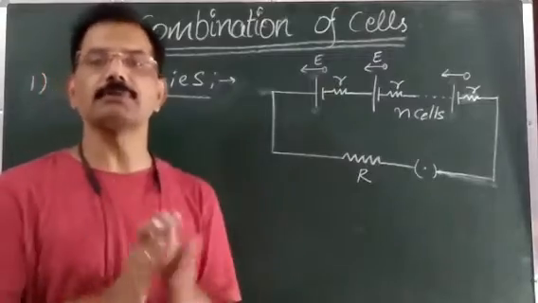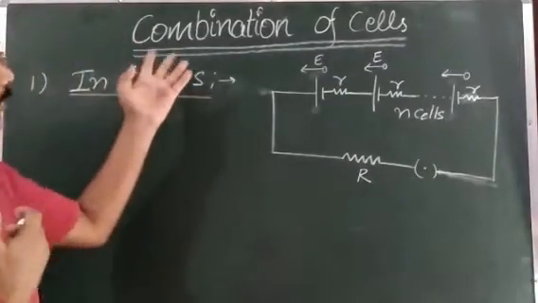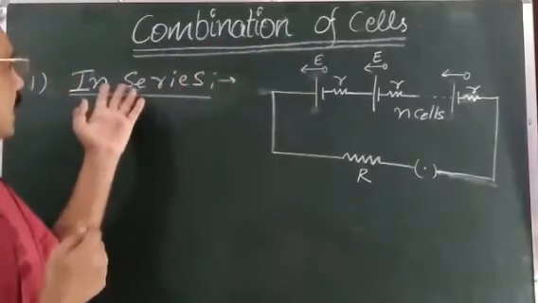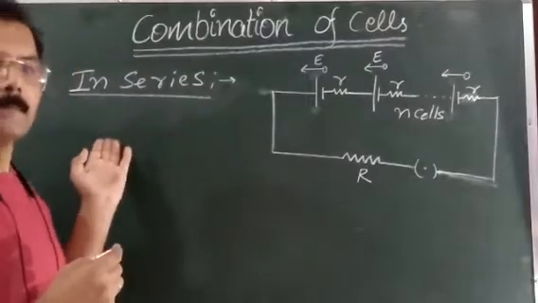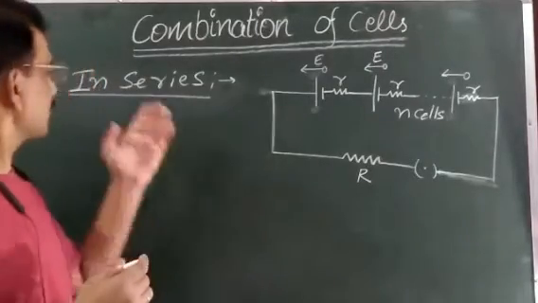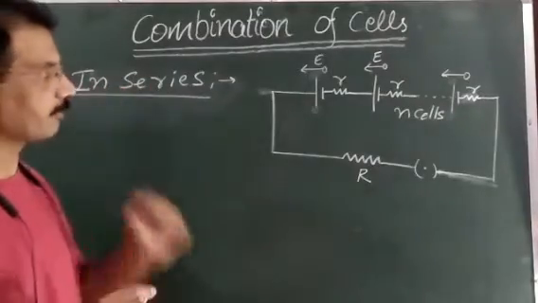The combination of cells is called a battery. The combination of cells takes place either in series, in parallel, or in mixed combination. First I am going to discuss when cells are joined in series.